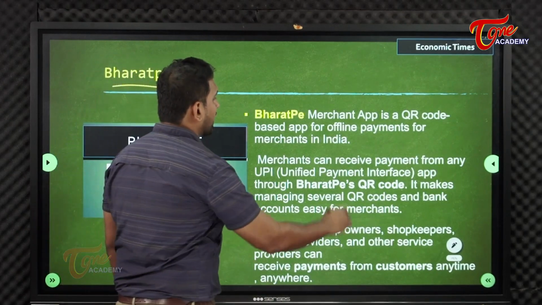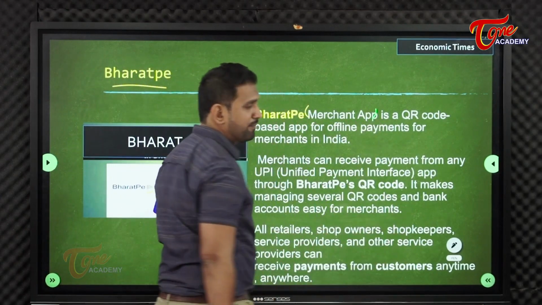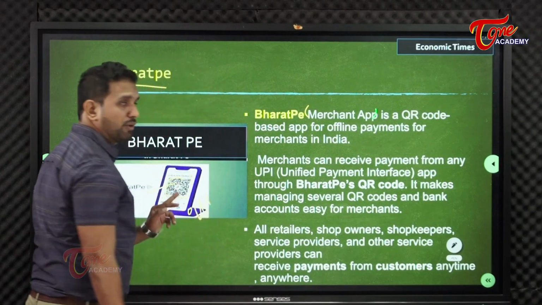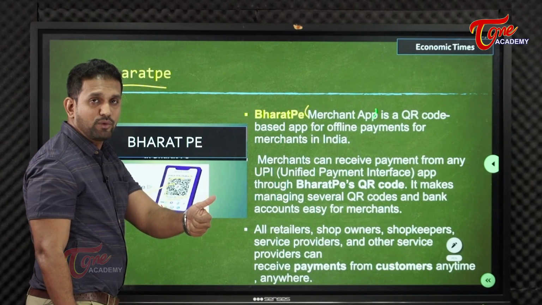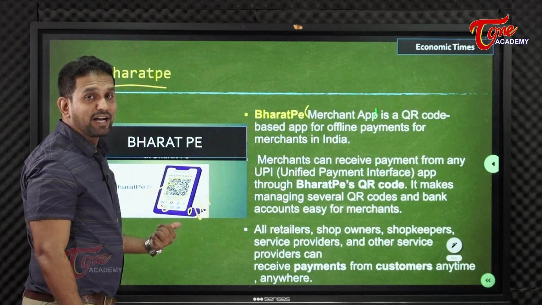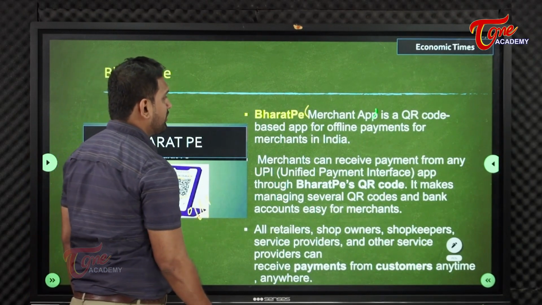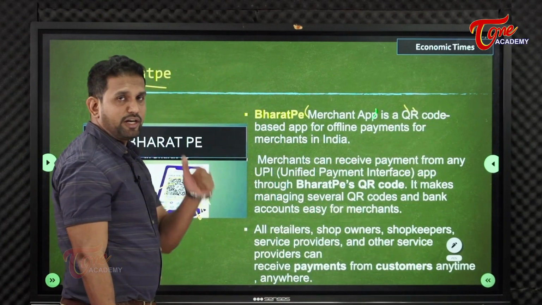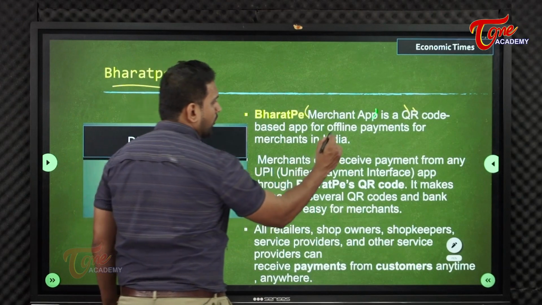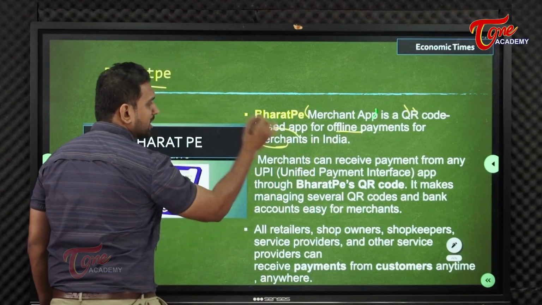What is Bharatpe? Bharatpe is a merchant app, my dear students. It's a QR code only. You will not type any number whenever you are going to pay to the bakery wala, to the pan wala. You are not going to type any number. Direct with QR you are doing. So it's a QR code. Quick QR means quick read. It will read quick read. Based app for offline payments for merchants in India. For merchants oriented.